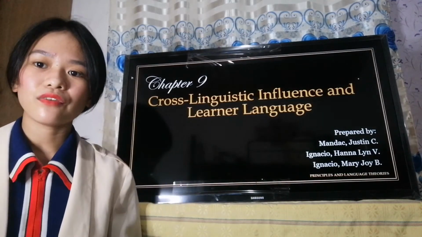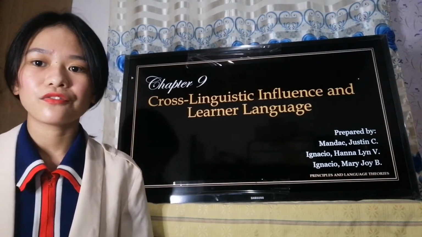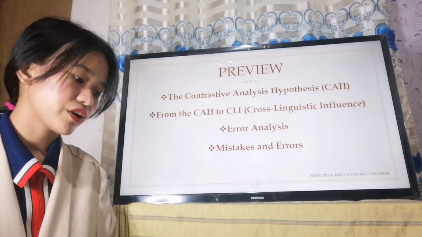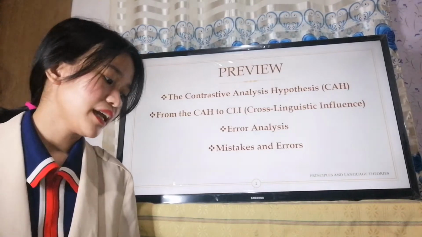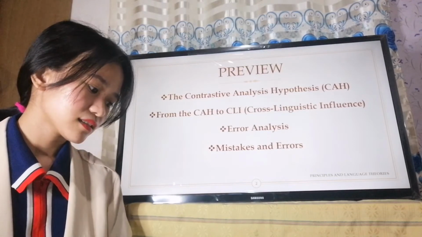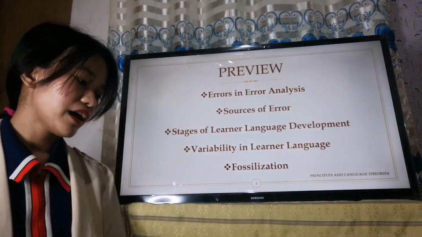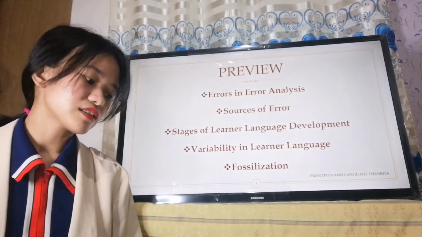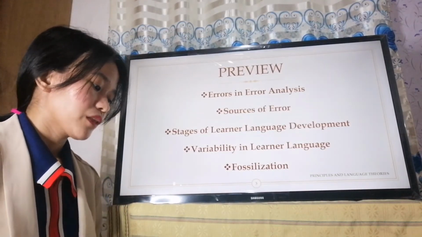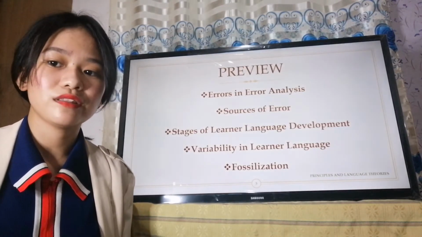At the end of our video reporting, you should be able to understand the important points from the contrastive analysis hypothesis, or the CAH, to CLI, or the cross-linguistic influence. Next is the error analysis, mistakes and errors, errors in error analysis, sources of error, stages of learner language development, variability in learner language, and last is fossilization.